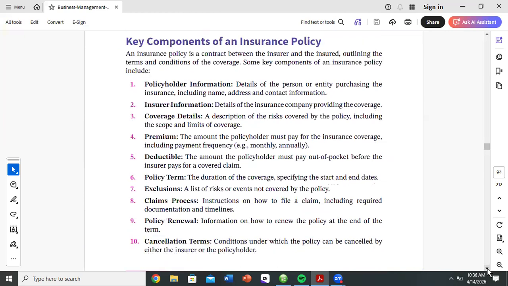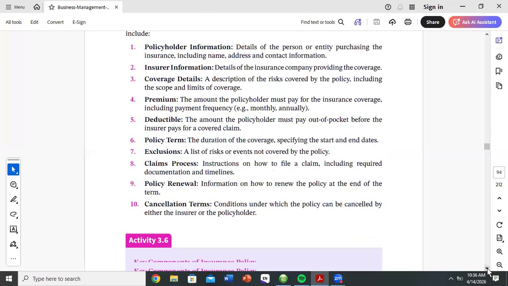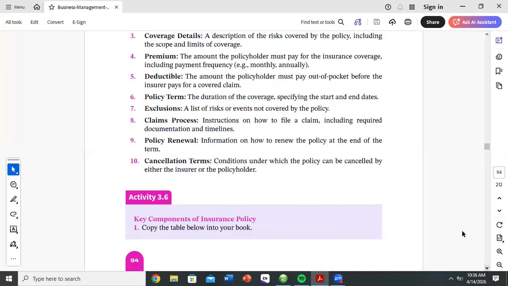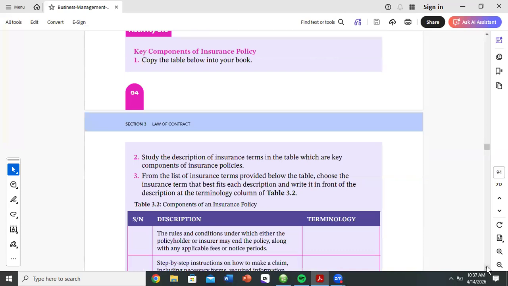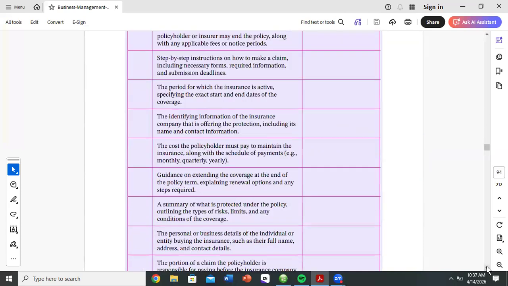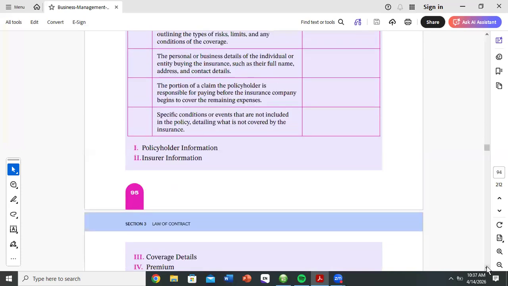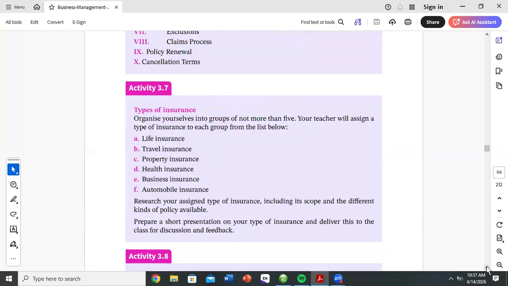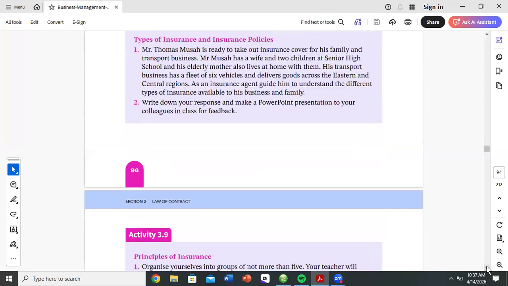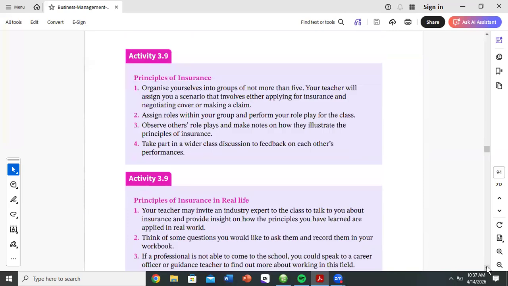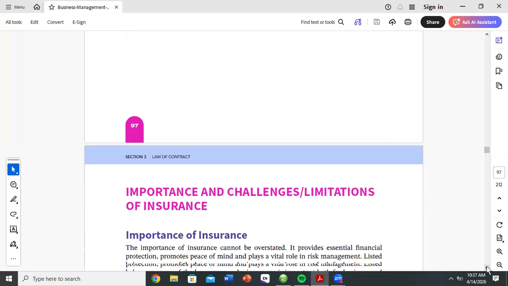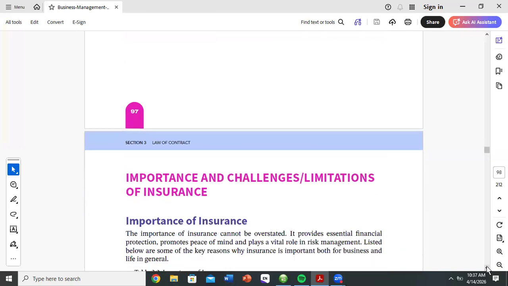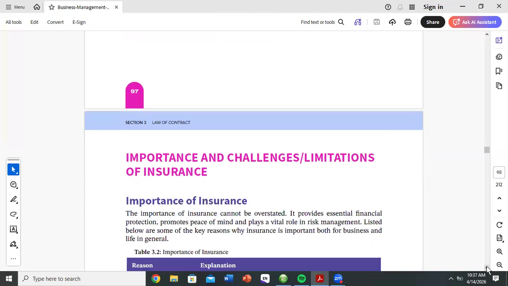We have, let me see the number in total, about 10 terms. Then I think after that, we'll do the importance. Let me check on that. Then we come back. Yes, the importance and challenges of insurance. And I think that one, when you read, you can understand.